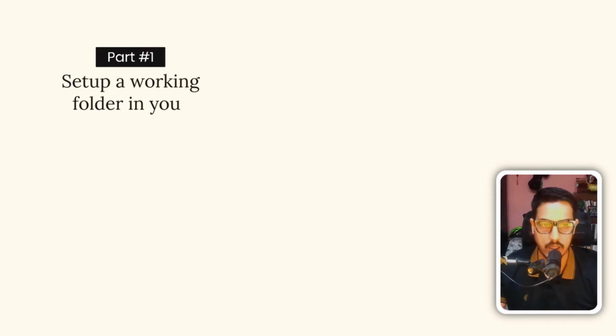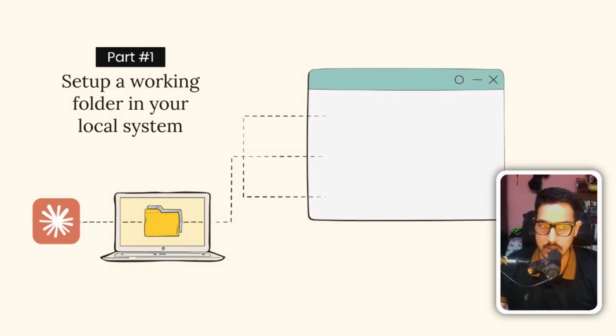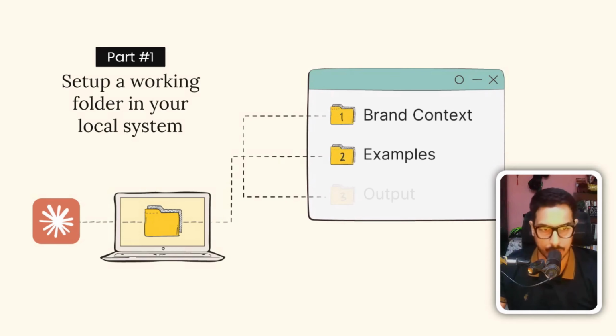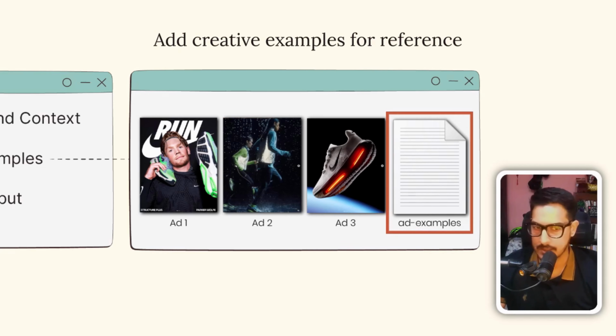So, the first thing you're going to do is you will set up a working folder in your local system. You can just set up a normal folder with 3 subfolders like brand context, examples, and output. Now, the way to work with these folders is that in the examples folder, you want to give Claude all sorts of designs that you like for inspiration. For example, for our running shoes company, we are giving it examples of Nike, Asics, and other running brands. So we gave it creative examples of ideas we like, and we also give it a TXT file or a text file of ad examples. I'll explain that in a moment.